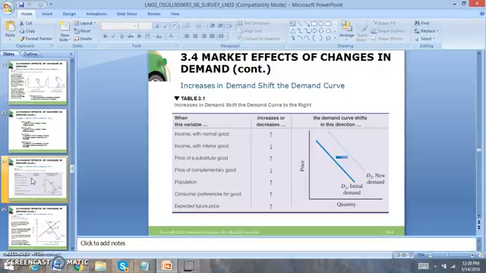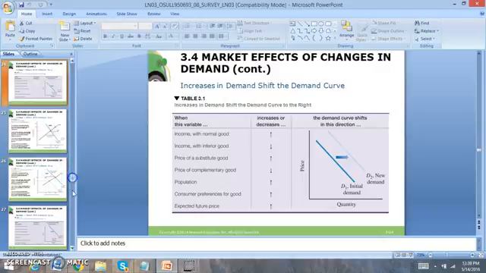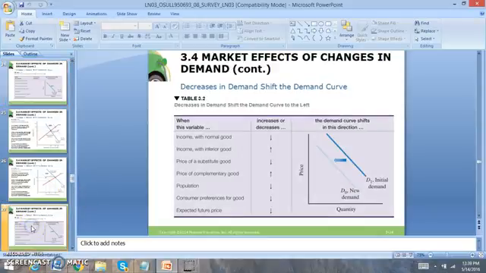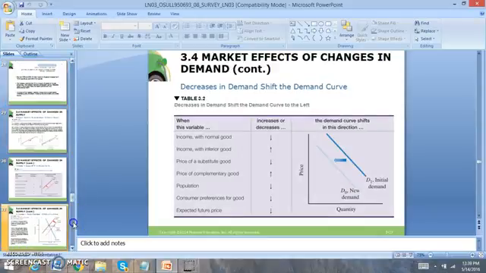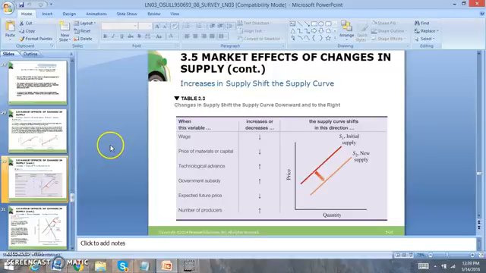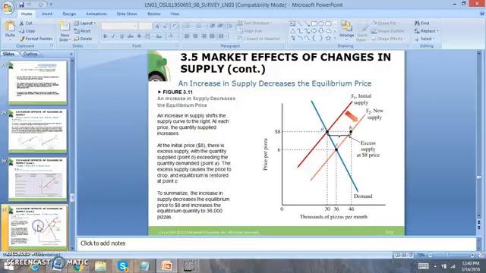Now, when we look at supply here, these are the factors that will cause the supply curve to change. These again are very important factors that you want to evaluate. You want to make sure what factors will cause the demand and supply curve to change. When you look at these factors, let me give you an example here.